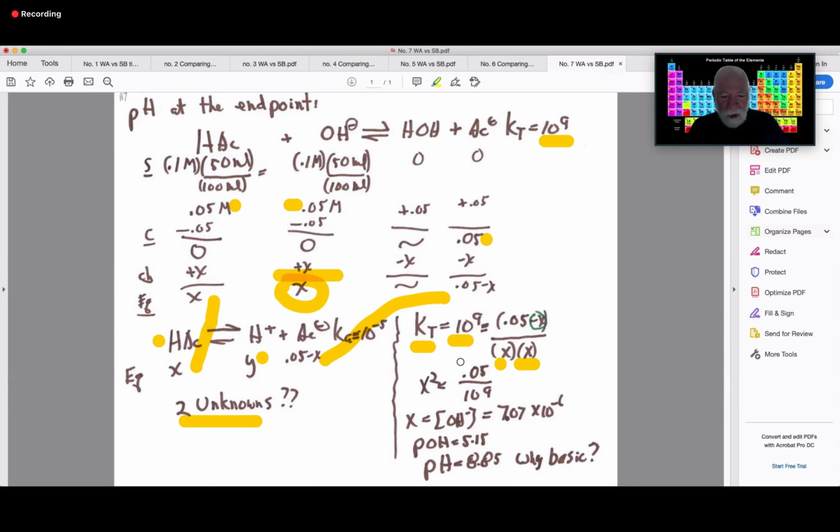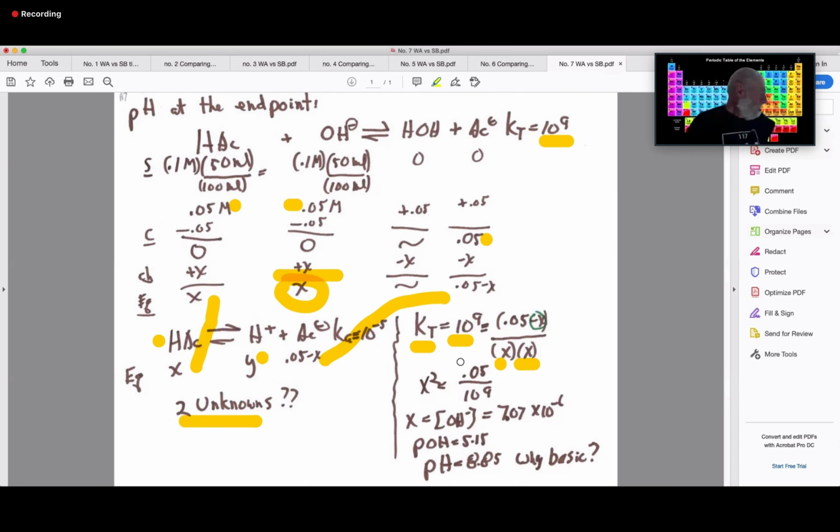So x is going to represent the hydroxide ion concentration. Notice it doesn't do any good to represent the molecules of acetic acid. We need hydroxide ions. Okay, so I'll take minus the log of that. So the pOH is 5.15, subtracted from 14, and the pH is 8.849, or 8.85.